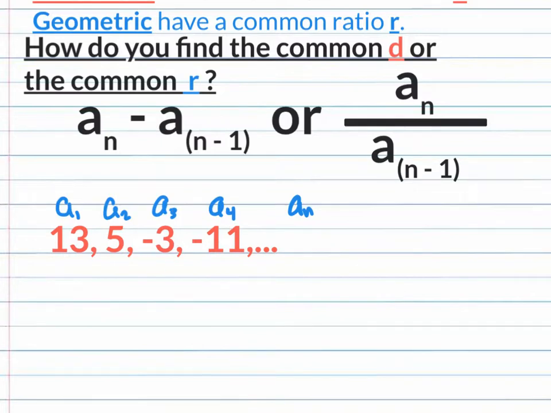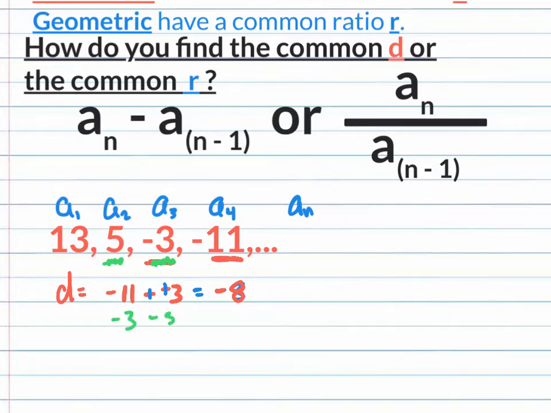So let's actually find that common difference here. The common difference will be negative 11 minus a negative 3. Again, you take a sub 4 and subtract the previous one from it. Okay. What does that give us? Well, the minus minus changes to plus plus. We will get a negative 8. Okay. Maybe I should have done that in red. Negative 8, sorry. Or you could have taken the negative 3 and subtracted the previous one from it.